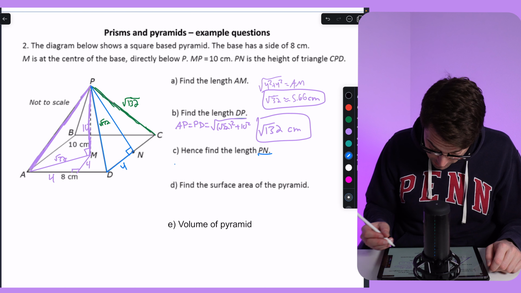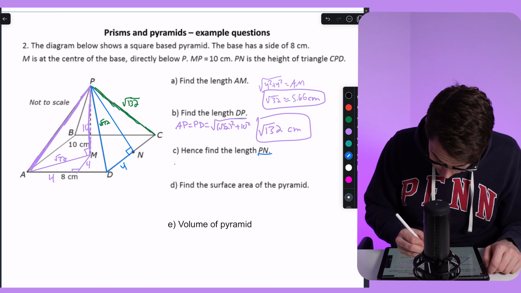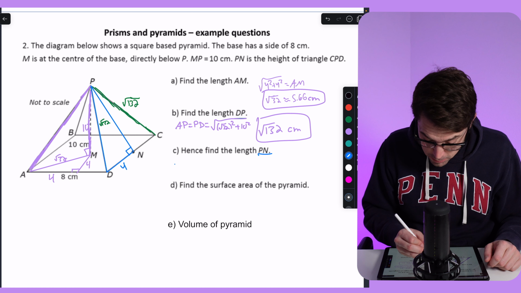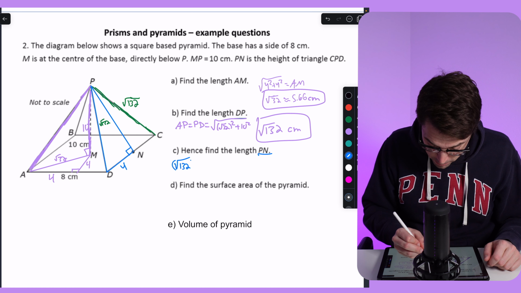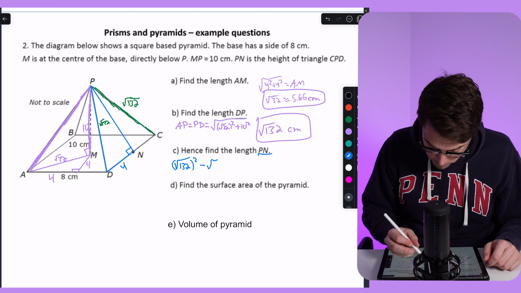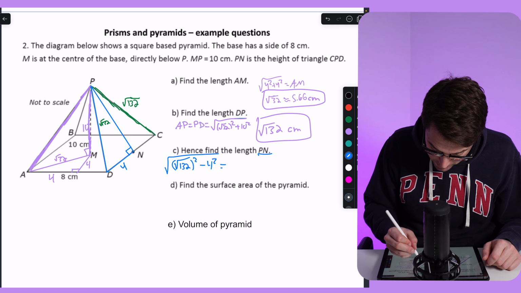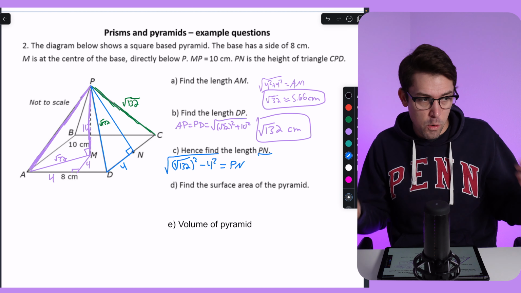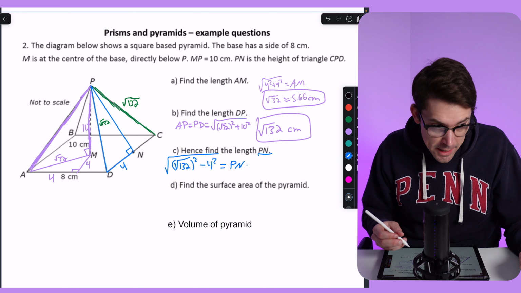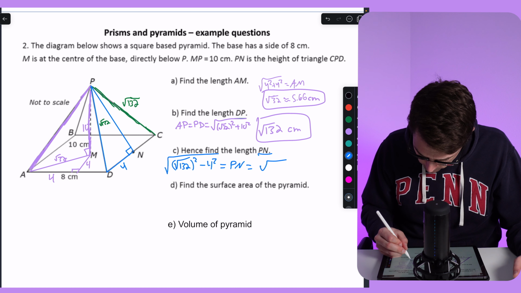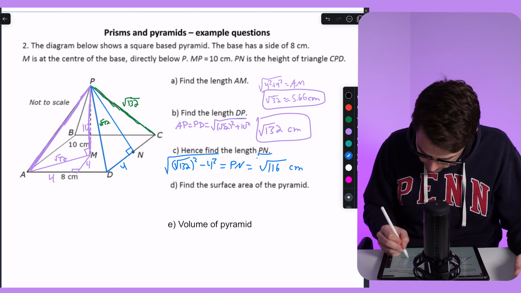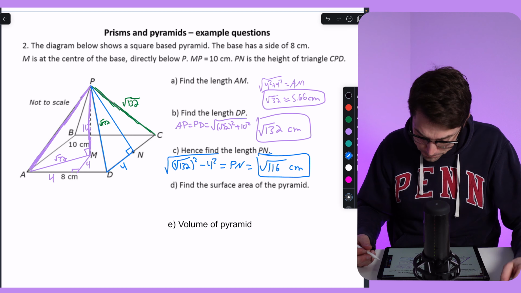So again, Pythagorean theorem, I know that the square root of 132 squared minus 4 squared, if I take the root of that, I'm going to be getting PN according to the Pythagorean theorem. That is going to give me the root of 116 centimeters. Okay, I'll go ahead and leave it in those terms right now.